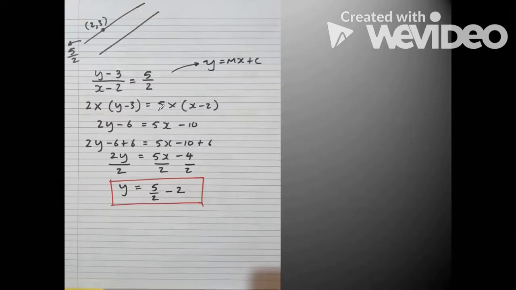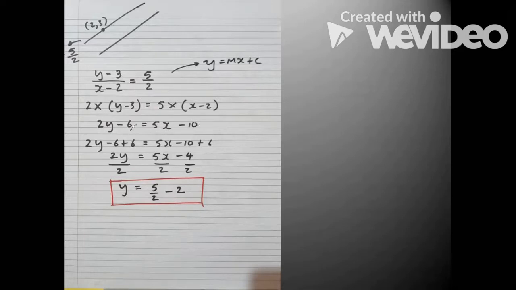So we're going to cross multiply now. Let's multiply this one first with the y. So it's going to be 2 times y subtract 3 equals 5 times x subtract 2. Now 2 times y, we're going to use this distributive law here. 2 times y will give us 2y. 2 times 3 will give us negative 6. 5 times x will give us 5x. And 5 times negative 2 will give us negative 10.